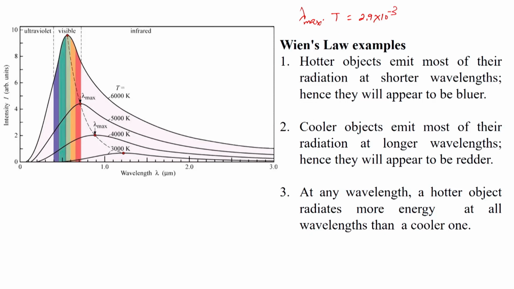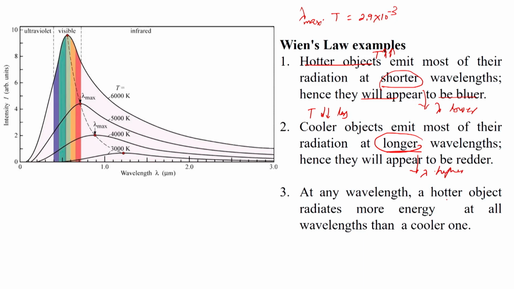Hotter objects, meaning T is larger, emit most of their radiation at shorter wavelengths. This means lambda is lower, and that is why they appear to be bluer. Remember that the Sun's radiation peaks around the blue wavelength, around 500 nanometers. Cooler objects, meaning the temperature is less, will emit most of their radiation at longer wavelengths. So lambda will be higher.